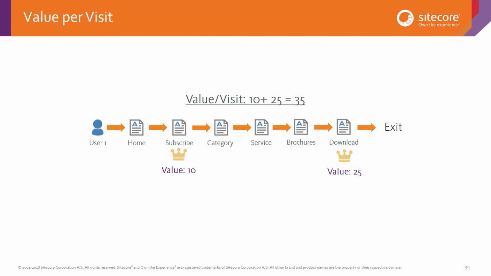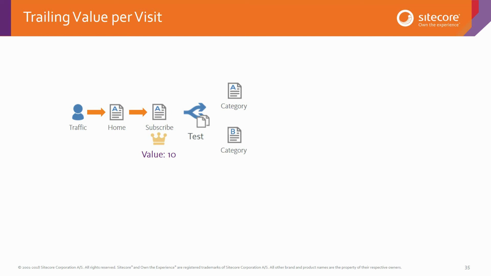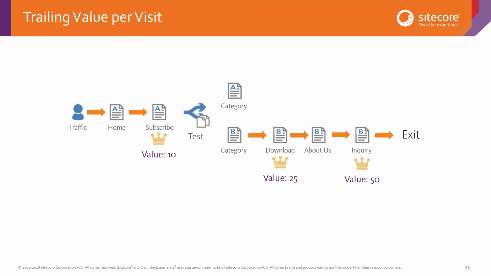But what if you decide you wanted to optimize the category page by launching an A/B test? Here, you would have two different variants of the category page, and Sitecore automatically splits traffic between the two experiences when a test is running. So, a user that was exposed to variant B here went on to convert that download goal worth 25 points, and also an inquiry goal worth 50 points in the session.